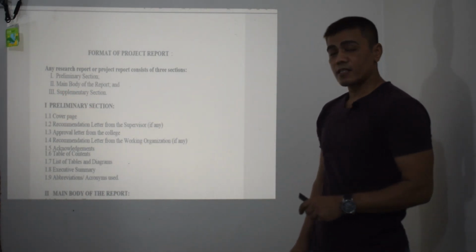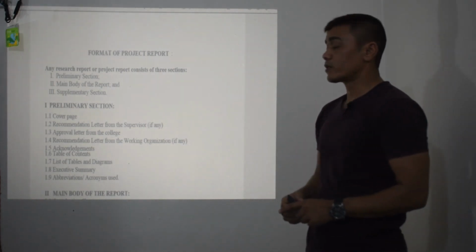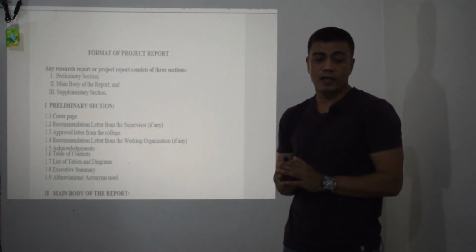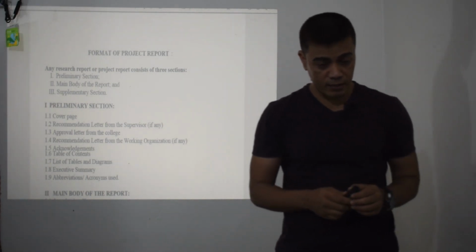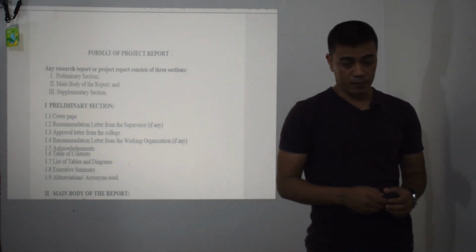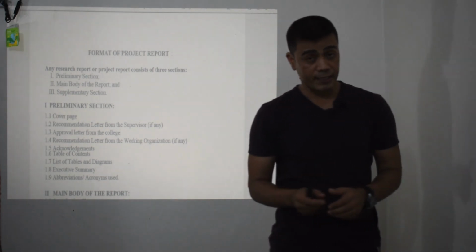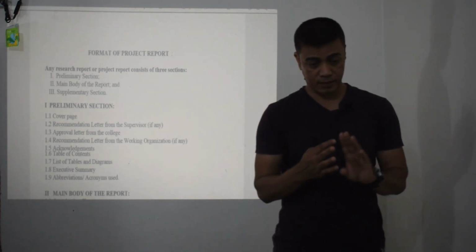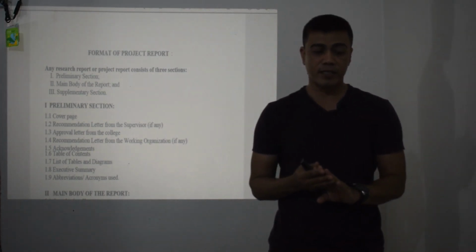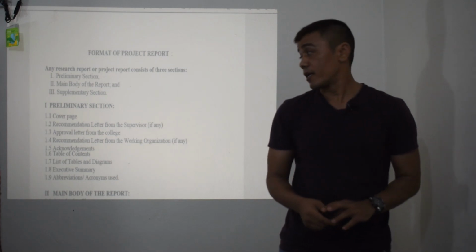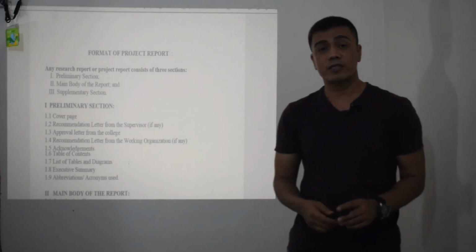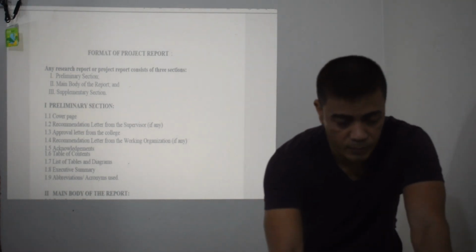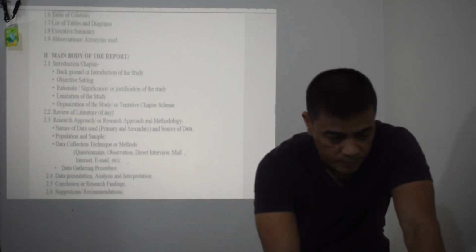Under the preliminary section, first of all, one cover page and one recommendation letter from the supervisor if you have. Another is an approval letter from the college, and a recommendation letter from the working organization if there is one, an acknowledgement, table of contents, list of tables and diagrams, executive summary, and abbreviations and acronyms. Acronyms are what you use inside your project report.